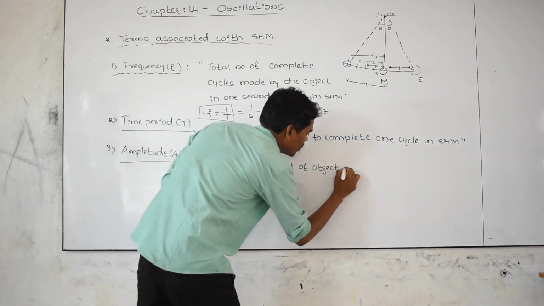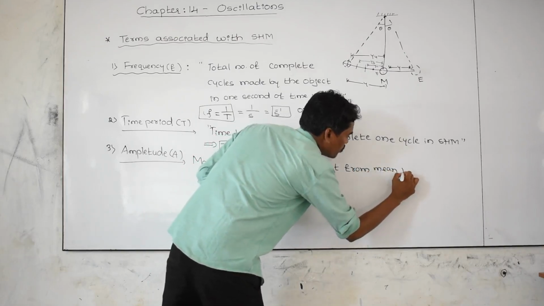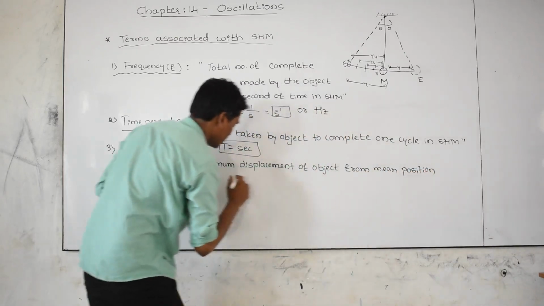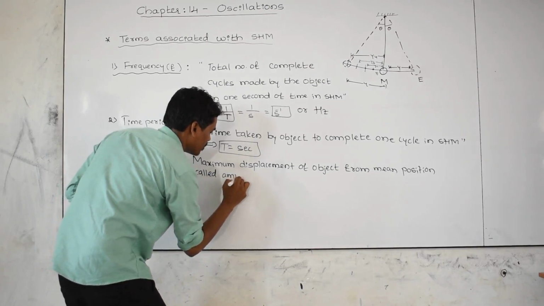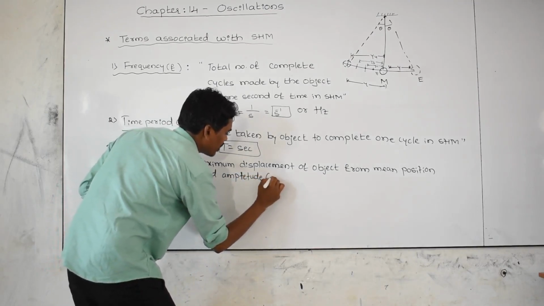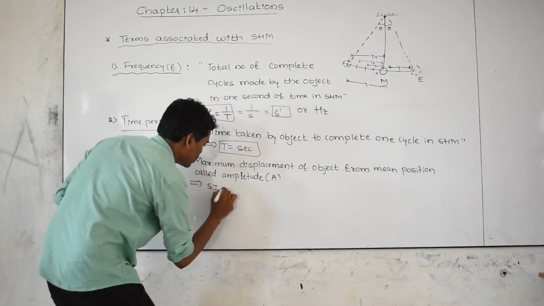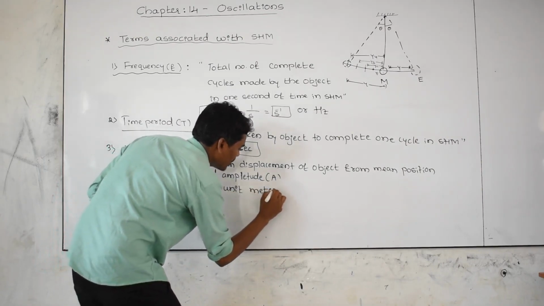Object from mean position, indicated as capital A, is called amplitude, and the SI unit of amplitude is meter. Because what is amplitude?